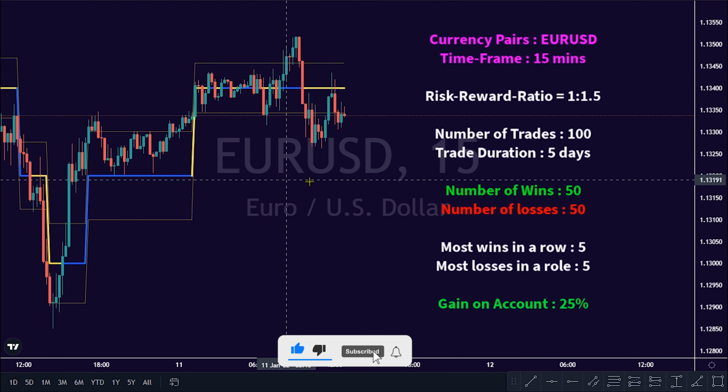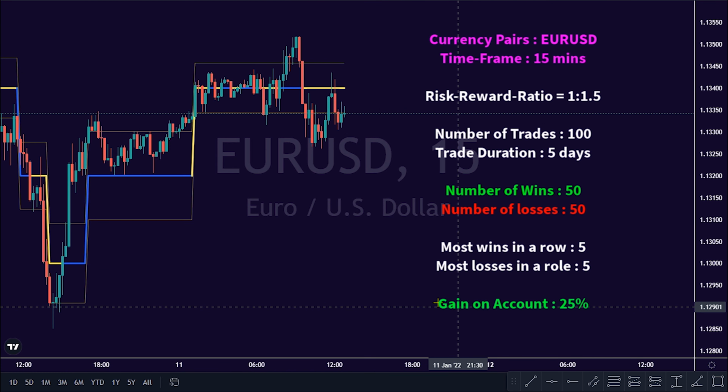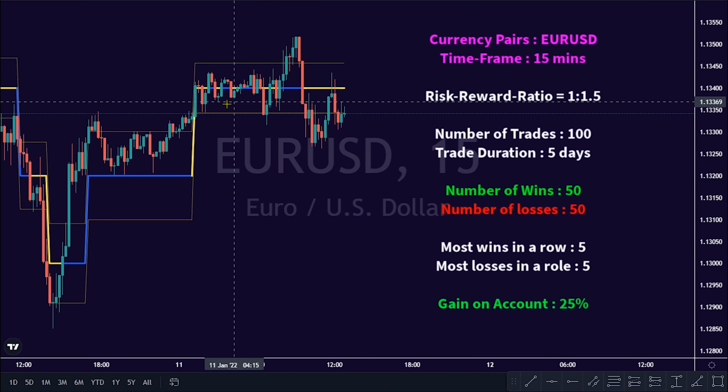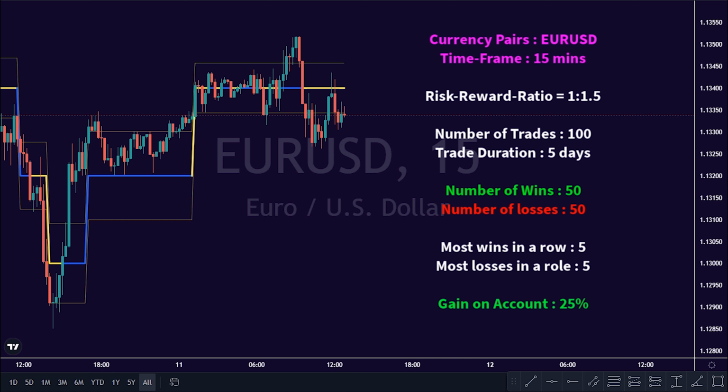Here are my 100 times back-tested trading results in a row based on the RedK auto-stepping ladder trader trading concept on the 15-minute time frame of the Euro US dollars. I implemented the 1 to 1.5 ratio. That was on 100 trades for 5 days. I got 50 wins and 50 losses.